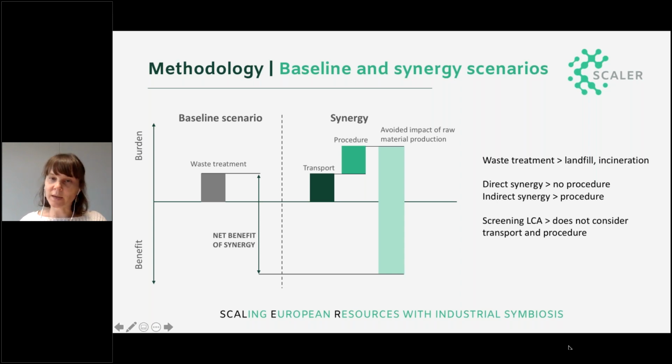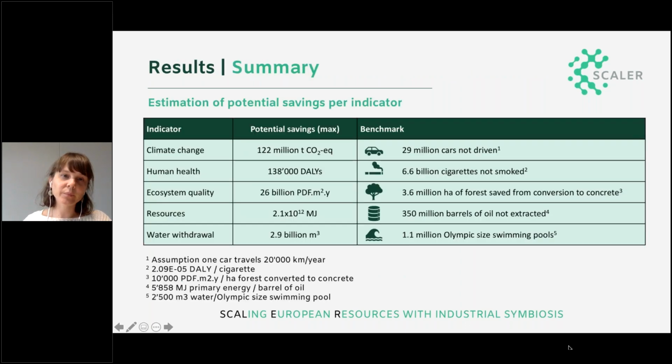We considered direct synergies to have no procedure and indirect synergies to have a procedure, as João mentioned in the previous section. What we did for the environmental assessment was more of a screening life cycle assessment, which doesn't consider transport or procedure, although we did look at certain procedures that were identified as potentially being energy intensive to see what the impact could be on the environmental assessment.